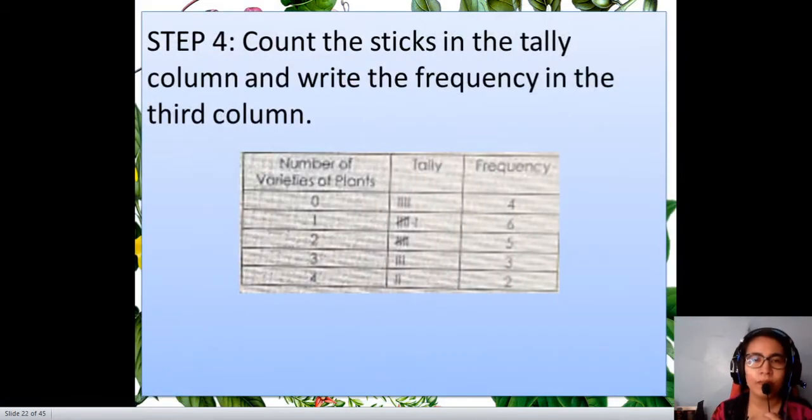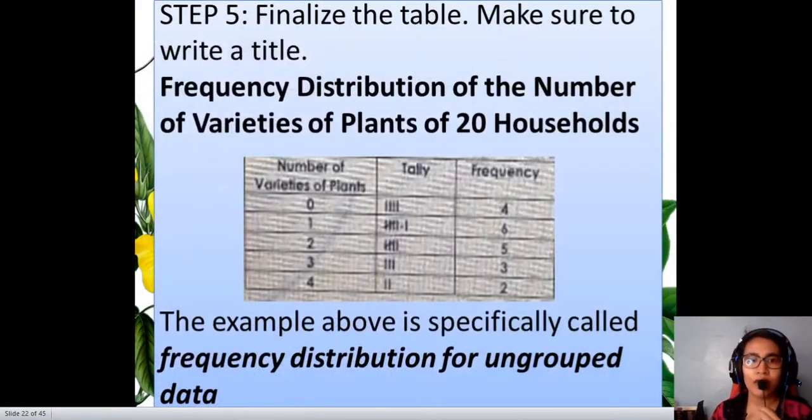For step 4, count the sticks in the tally column and write the frequency in the third column. Since you already have the tally, you're just going to count it and write it as a number in your frequency column. So you now have 4, 6, 5, 3, and 2. Therefore, you complete the table. But we still have step 5. We need to write a title so we know what this table is all about. The title of this table will be Frequency Distribution of the Number of Varieties of Plants of 20 Households.